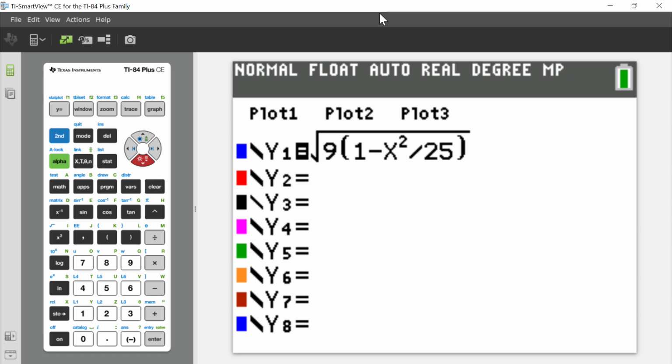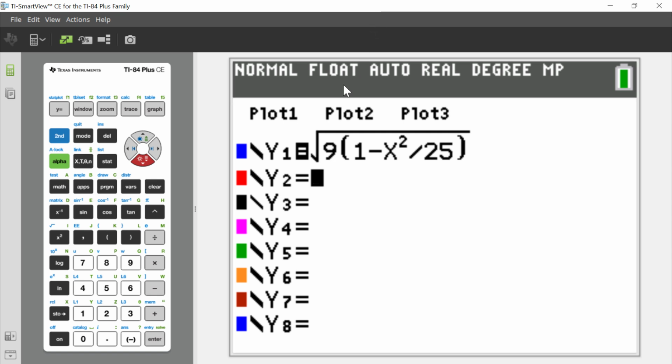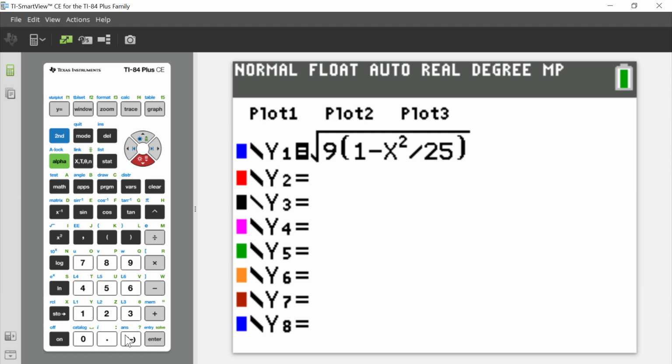So I have y1 equals the square root of the quantity 9 times the quantity 1 minus x squared divided by 25. Now I could type in y2 as the negative square root, but I'm going to take a little bit of a shortcut here. Since I already have the positive root in y1, I'm going to hit the negative key, and then I'm going to call up that equation in y1 by doing the following.